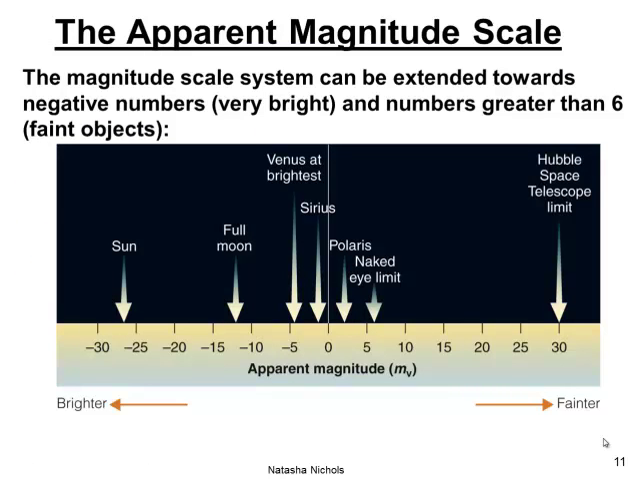Which brings me to a very important concept called the apparent magnitude scale. The magnitude scale system can be extended towards negative numbers and numbers greater than 6. This system is a little bit bizarre. It was first introduced by Hipparchos, an ancient Greek that lived between 160 and 127 BC. So here's what he did.